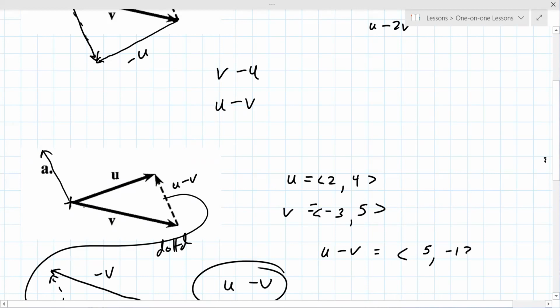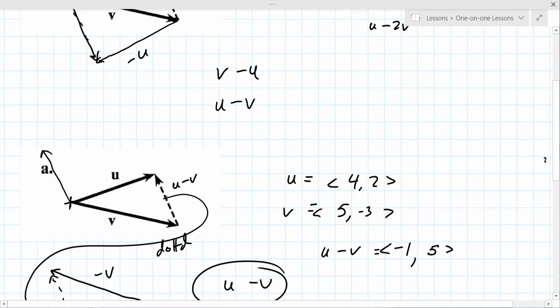These numbers aren't right. I wrote these in completely the wrong order. I'm sorry, just dealing with some things here. So the first one is 4 right, up 2. And the next one is 5 right, down 3. So u minus v would be minus 1, comma, 2 minus negative 3, which would be 5.